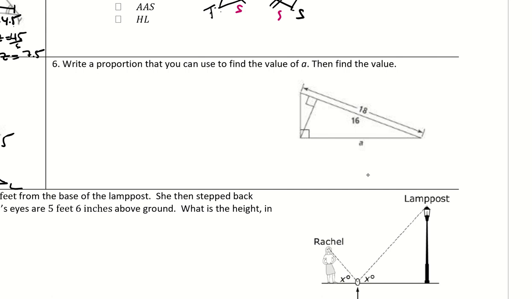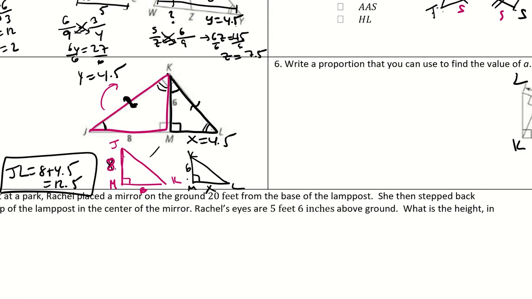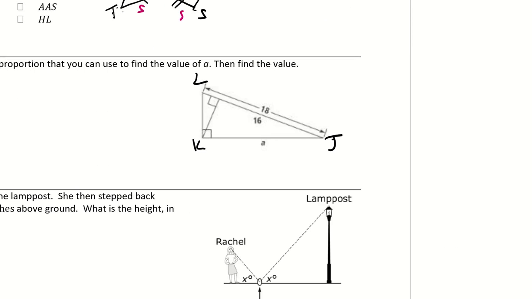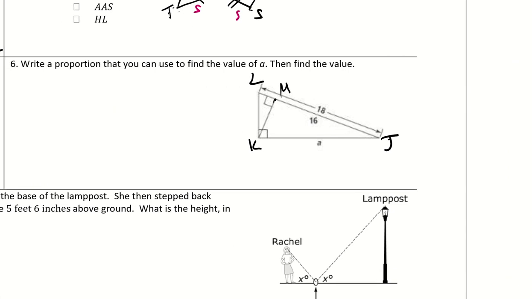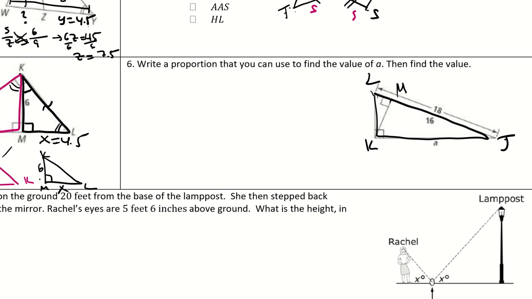So what we're going to do is look at, let's go ahead and just call this LKJ. I'm going to give it some letters so that we can reference it, just the way we did here, LKJ. I'm going to use those same letters. And we'll call this K, we'll call this point M, so KMJ. All right, so what I'm going to do is use this triangle here, LKJ. I'm going to draw it here.